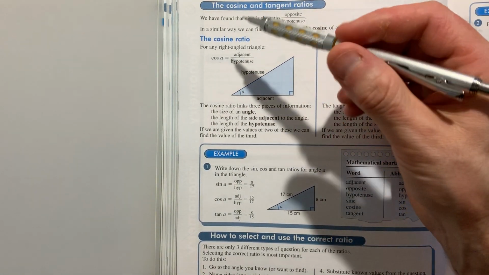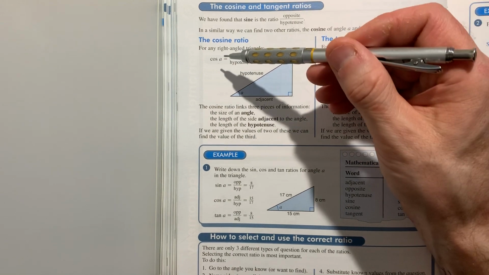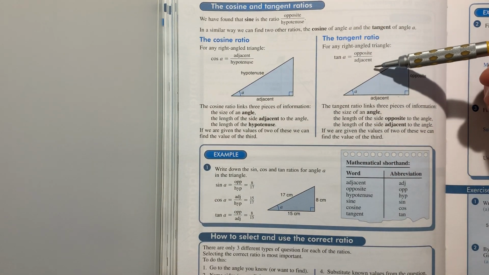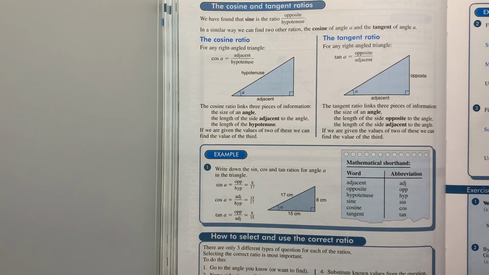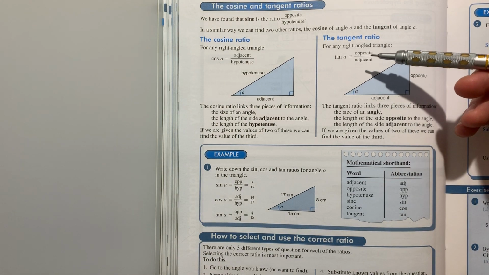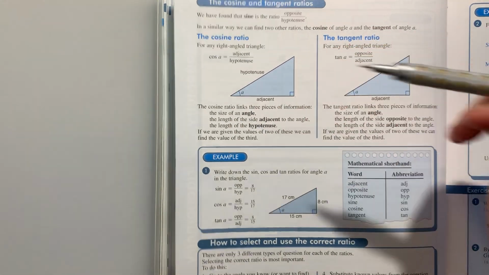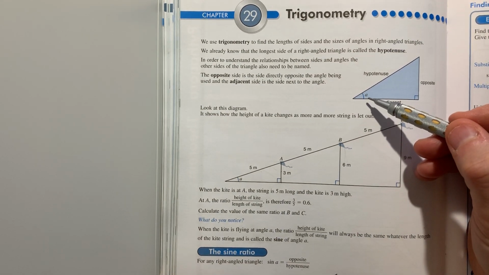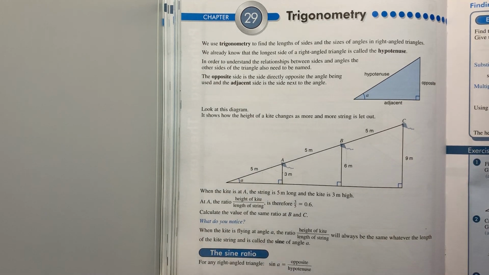We have introduced these ratios too: cosine A is adjacent over hypotenuse and tangent A is opposite over adjacent. You can see they use normal letters, Arabic letters. Here, we prefer Greek letters, but it doesn't matter, it's the same thing.